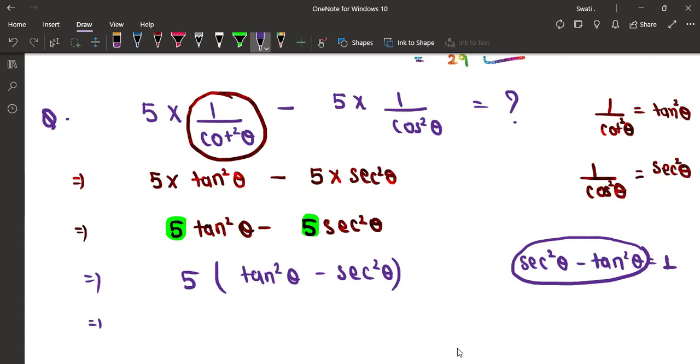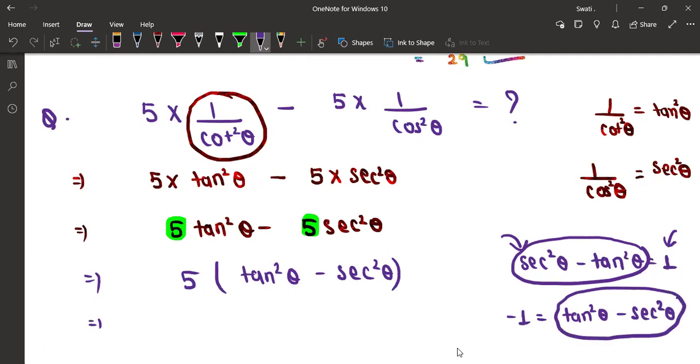Do you understand this? If you want the proof, I can show you the proof also. Send everything to the other side and this 1 to the other side. So if you shift 1 to the left hand side, it will become minus 1. If you shift minus tan square theta to the other side, it will become tan square theta. And if you shift sec square theta to the other side, it will become minus sec square theta. So can you see that you have got exactly what I said? Tan square theta minus sec square theta is minus 1.